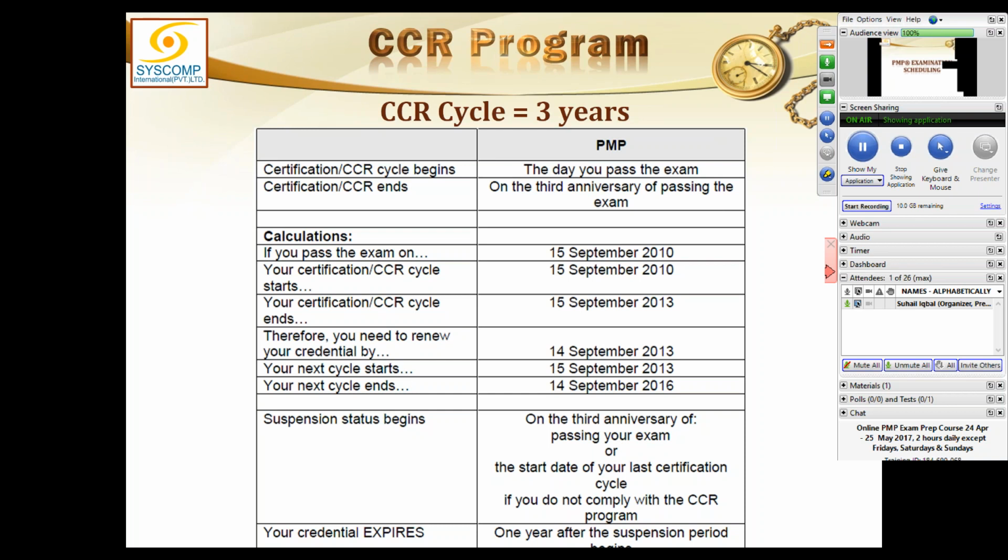And you must have also paid for that. I know of a case, a person who had all the 60 PDUs, but he did not renew his PMP status and it was cancelled. He just had to pay $60 and he ignored it. So it is not just an automatic process that you have completed your 60 PDUs and you will be upgraded. No, you have to pay $60 as well if you are a member and $150 if you are not a member.